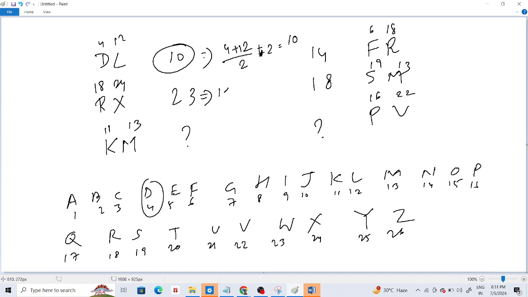Now what is the pattern on this? 18 plus 24 divided by 2 plus 2. So this is going to give you 42 by 2, that is 21, plus 2, that is 23. Okay. So 11 plus 13 divided by 2 plus 2 is 14.